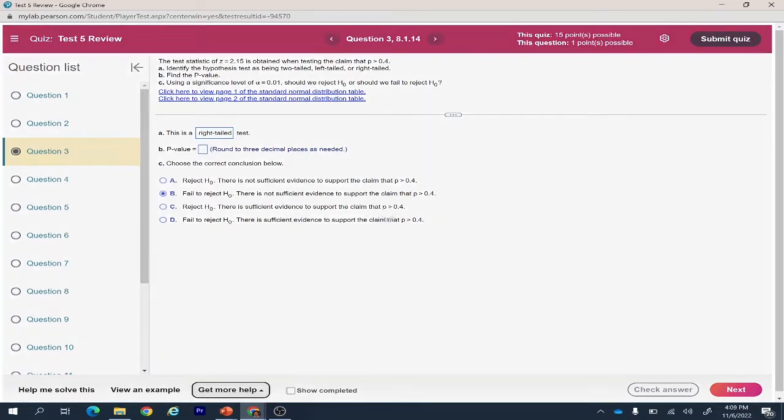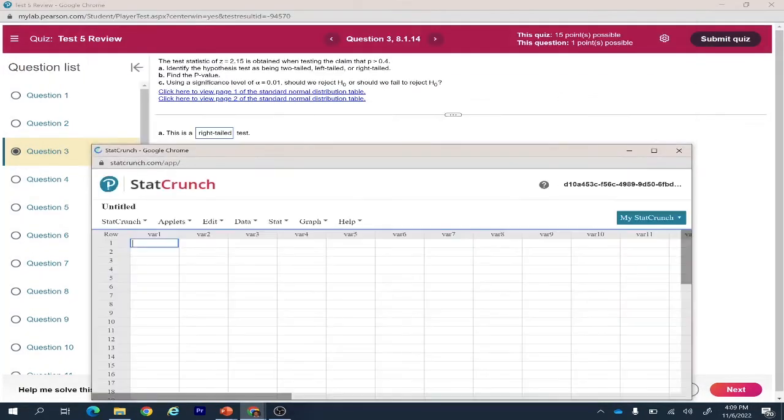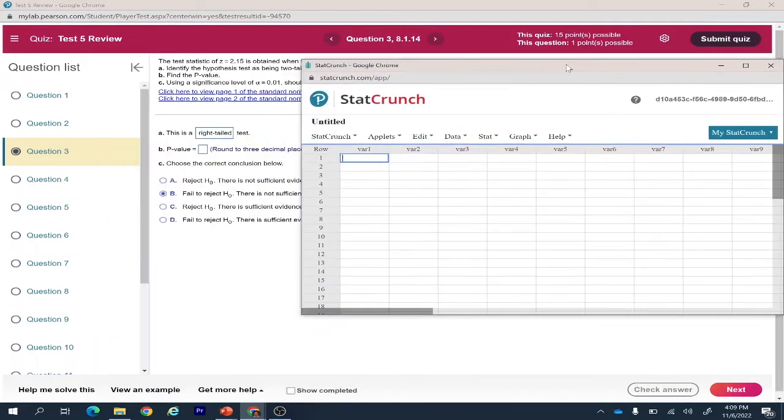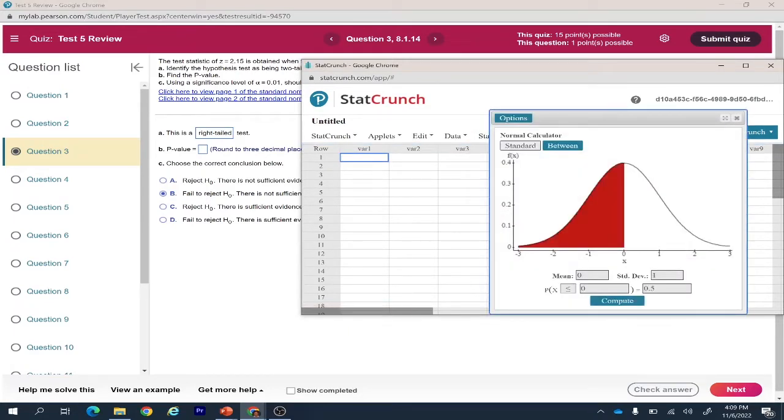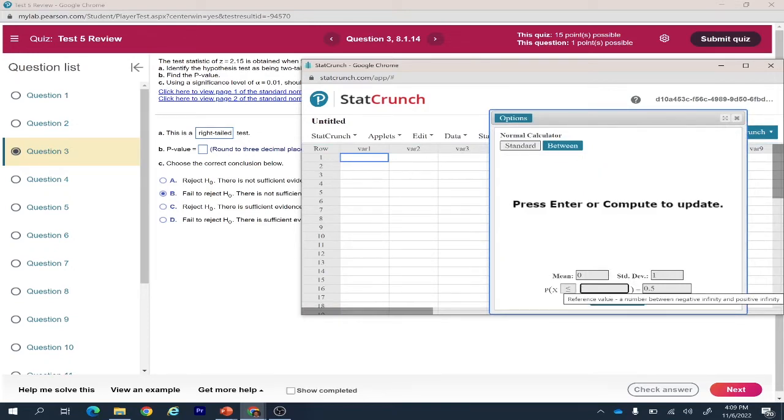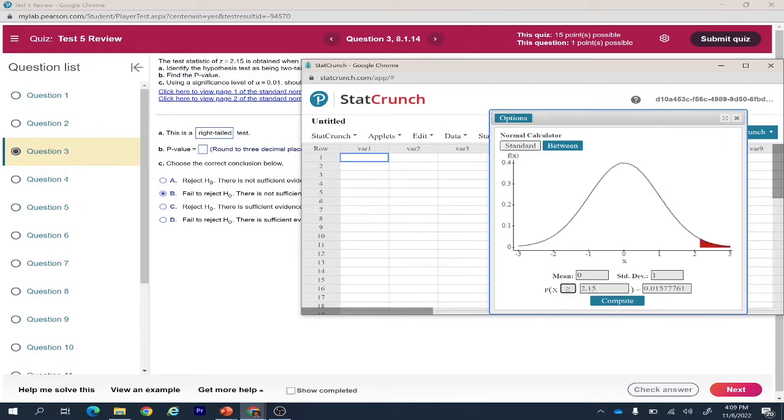We're going to use StatCrunch here, which is a very easy way to find the p-value. Go to Stat, Calculator, and there is Normal. Click that, and you don't have to change anything. You just have to put the value of the z-score here, which in this case is 2.115, and we would like to find the p-value for z greater than or equal to 2.115. As you can see here, that's the area under this curve, which is 0.0157. If you round it to 3 decimal places, it's 0.016.